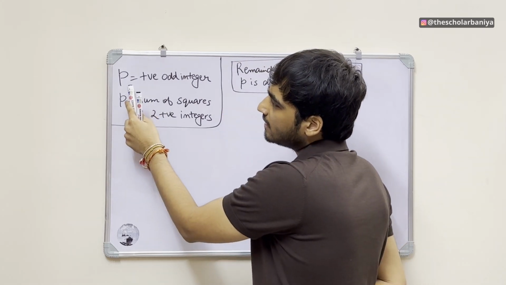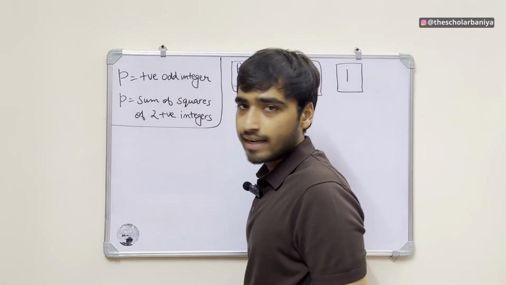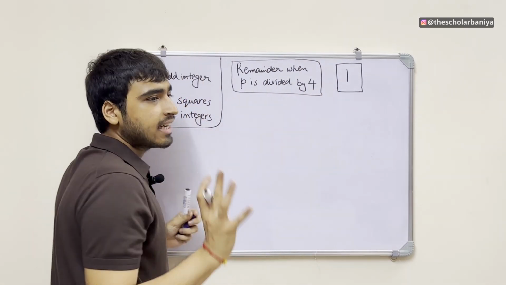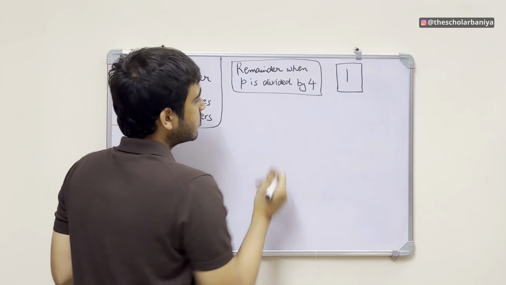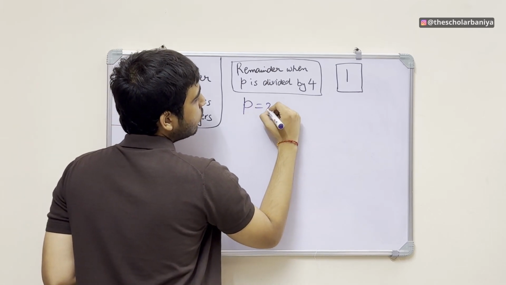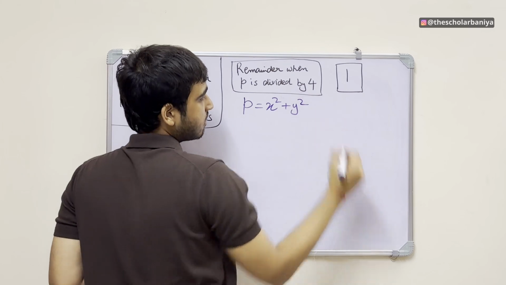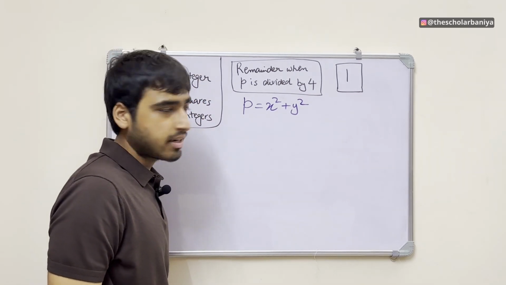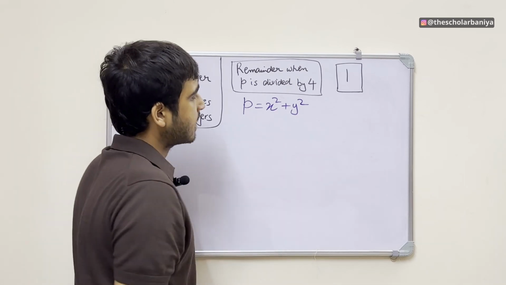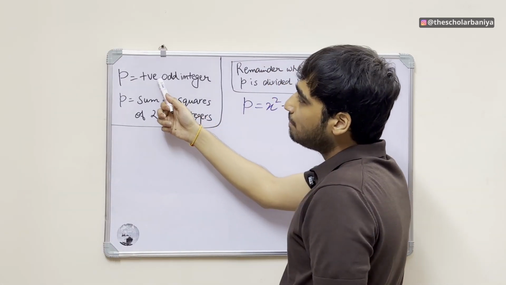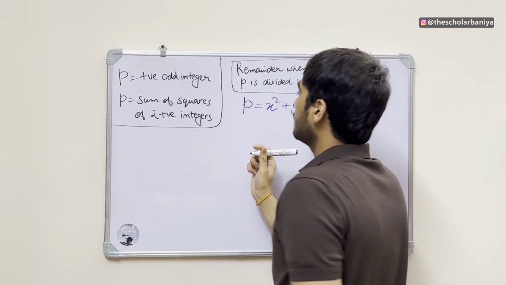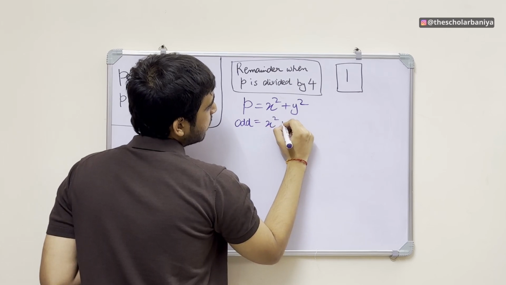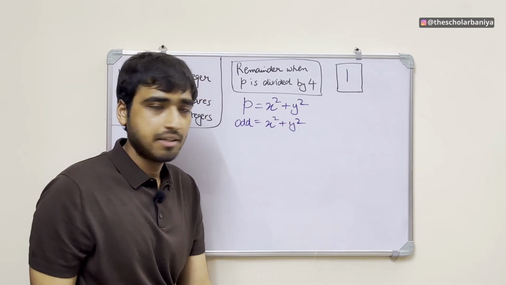So one thing is very clear, that p is odd, right? And p is the sum of squares of two positive integers. So let's assume x and y are two positive integers. So we can write p is equal to x square plus y square. I hope this should be fine. So p is equal to x square plus y square, and we know that p is odd. So odd is equal to x square plus y square, right?